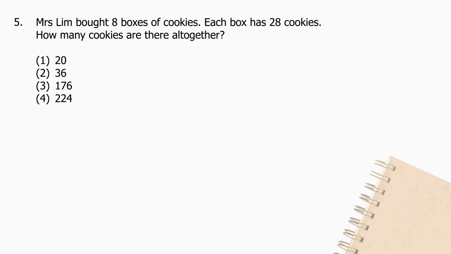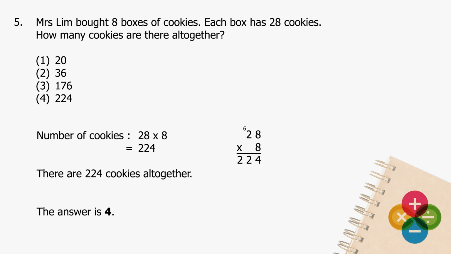Question 5. Mrs. Lim bought 8 boxes of cookies. Each box has 28 cookies. How many cookies are there altogether? The number of cookies will be, multiply 28 by 8, and the product is 224. There are 224 cookies altogether. The answer is 4.